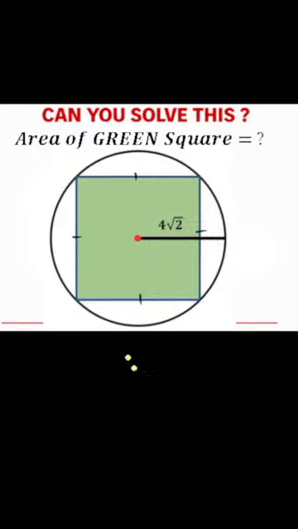4 root 2 is the radius. This is the center of the circle. Black Avenger has given the answer. Mr. Kaushik Majumdar, 64. Half of the diagonal is 4 root 2. Full diagonal is 8 root 2. 64.